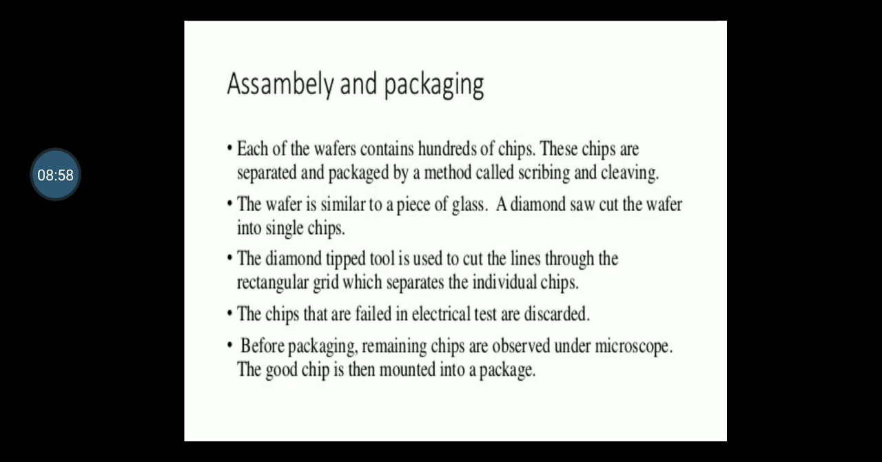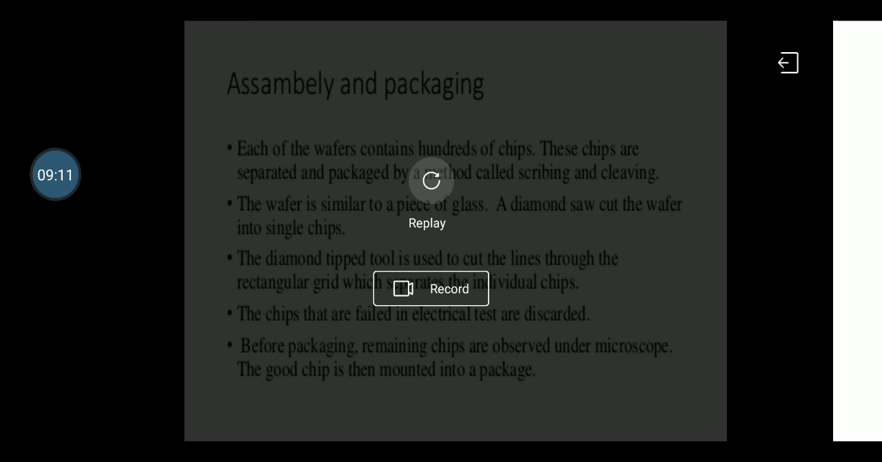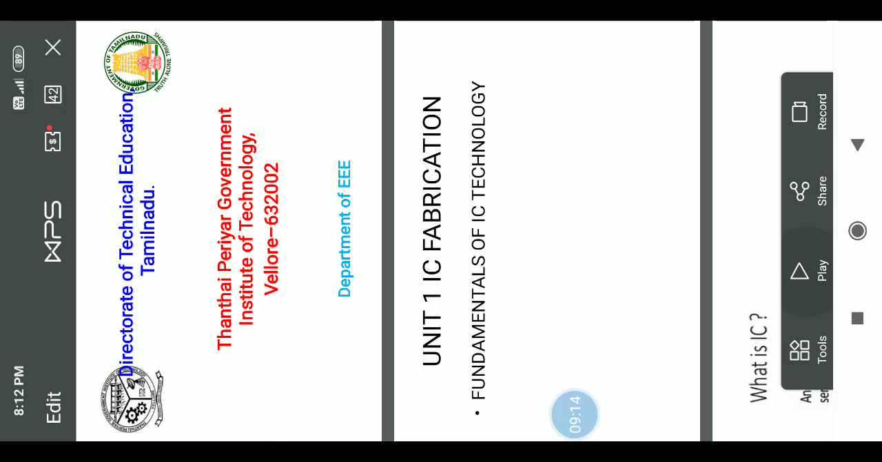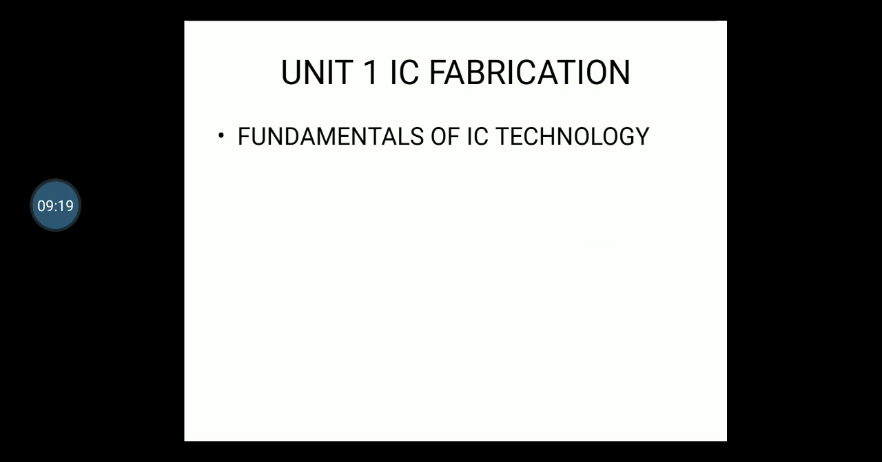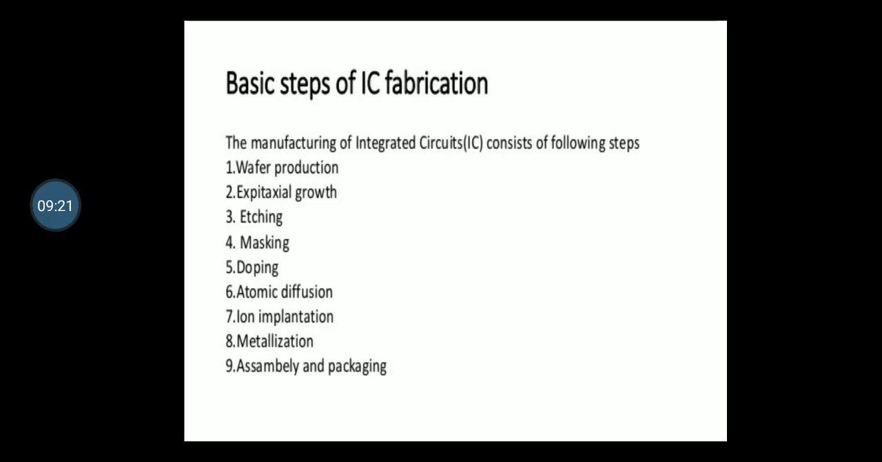The diamond tipped tool is used to cut the lines through the rectangular grid which separates the individual chips. The chips that failed in electrical test are discarded before packaging. Remaining chips are observed under microscope. The good chip is then mounted into a package. So far we have seen what is the process involved in IC fabrication. So let us look into a recap of it.